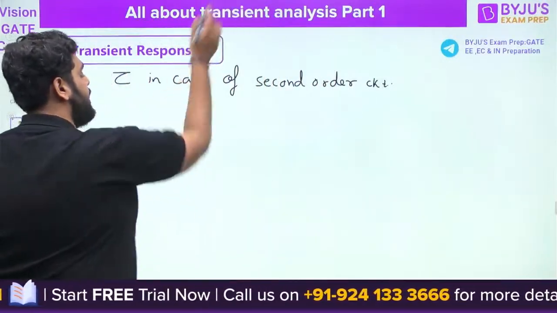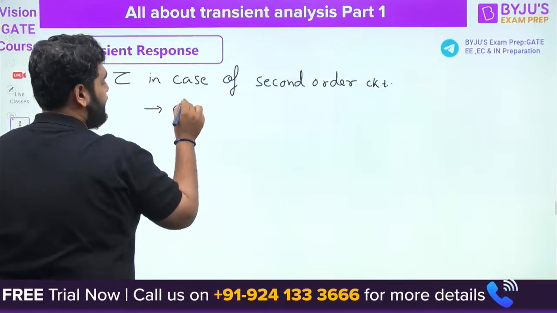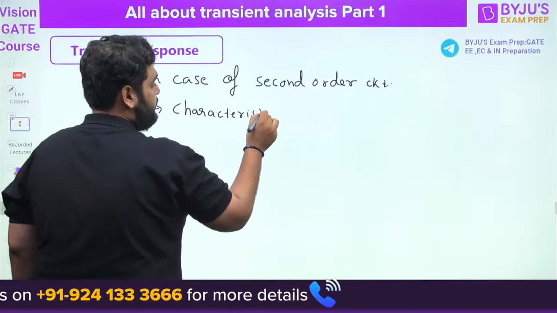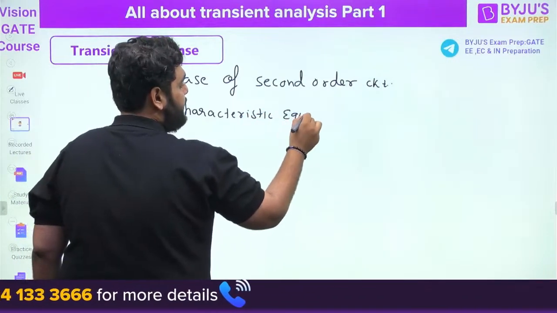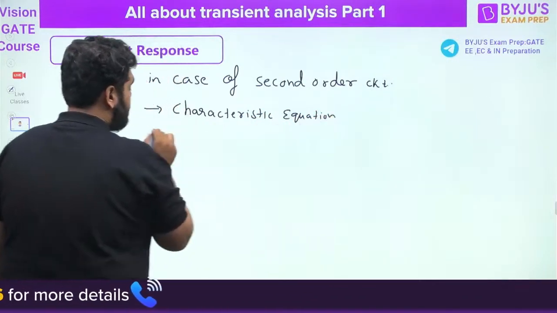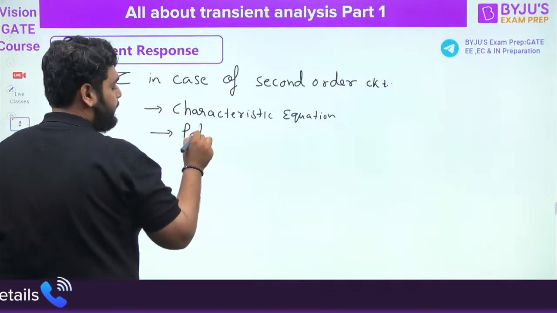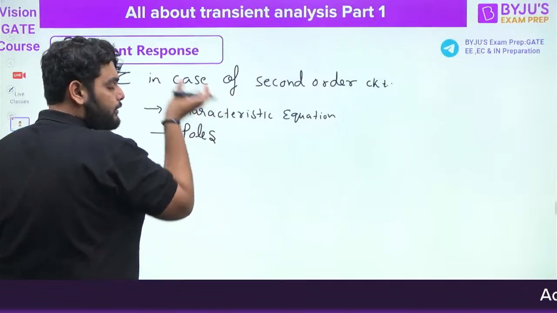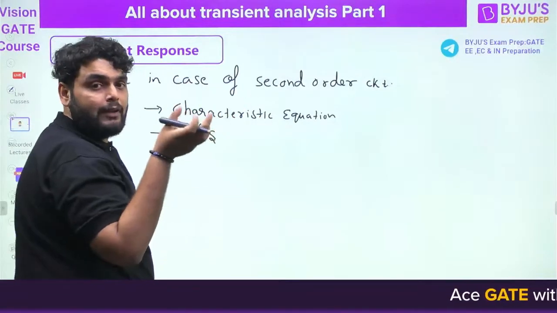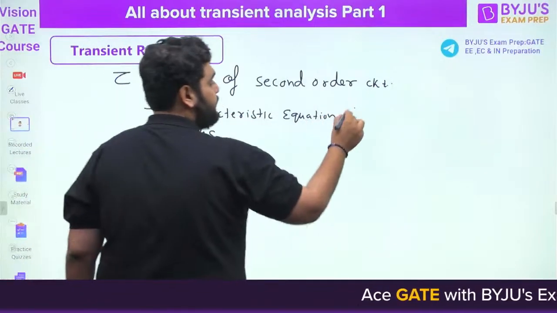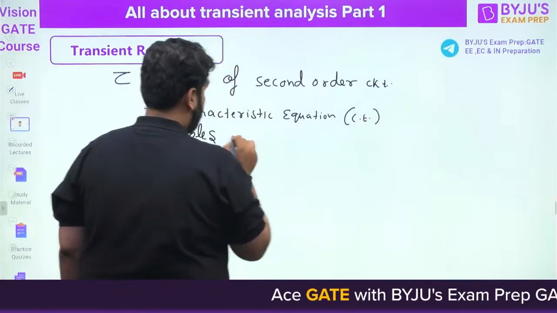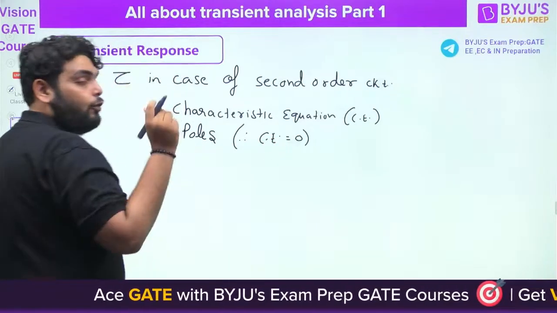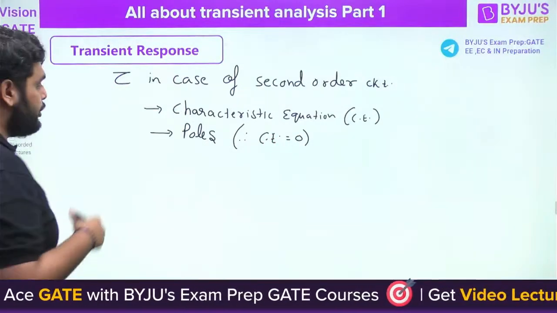इसमें क्या होगा, you have to find out the characteristic equation. After finding out the characteristic equation, you need to find out the poles. You know what is the poles? Poles are the value of S where the characteristic equation is 0. I hope you know what is the poles. Characteristic equation जहां पर 0 होती है वो S के points, that are the poles. We will find out the poles.